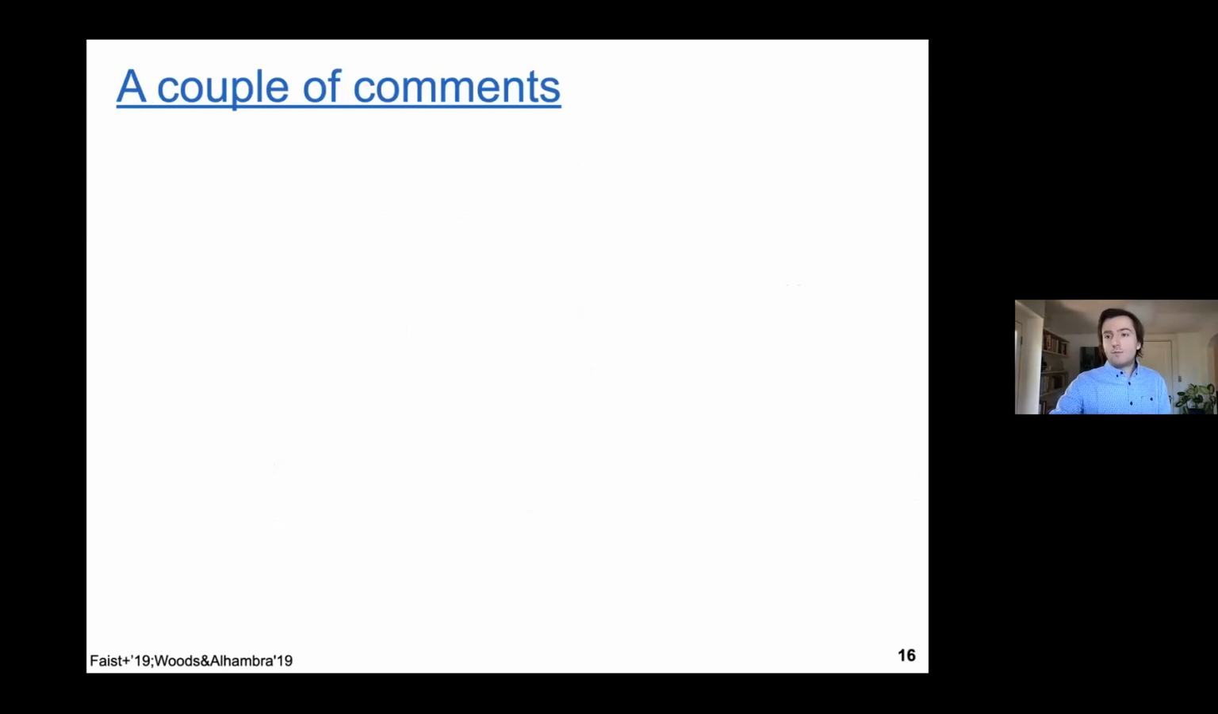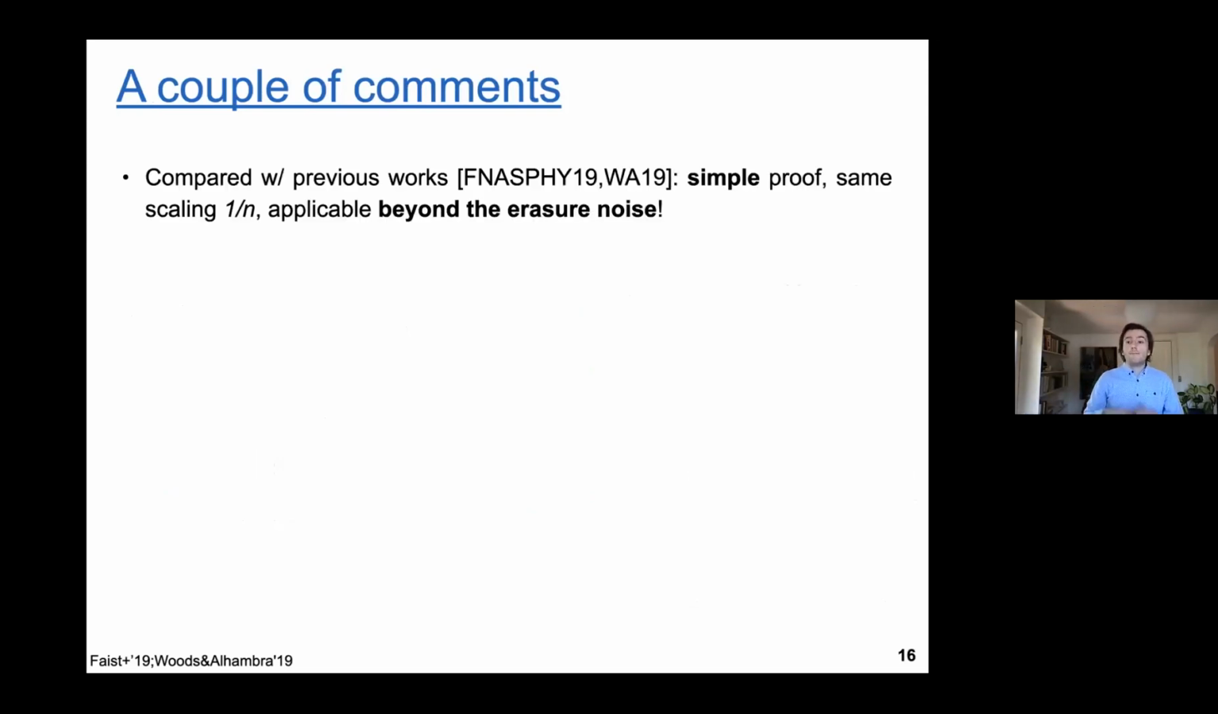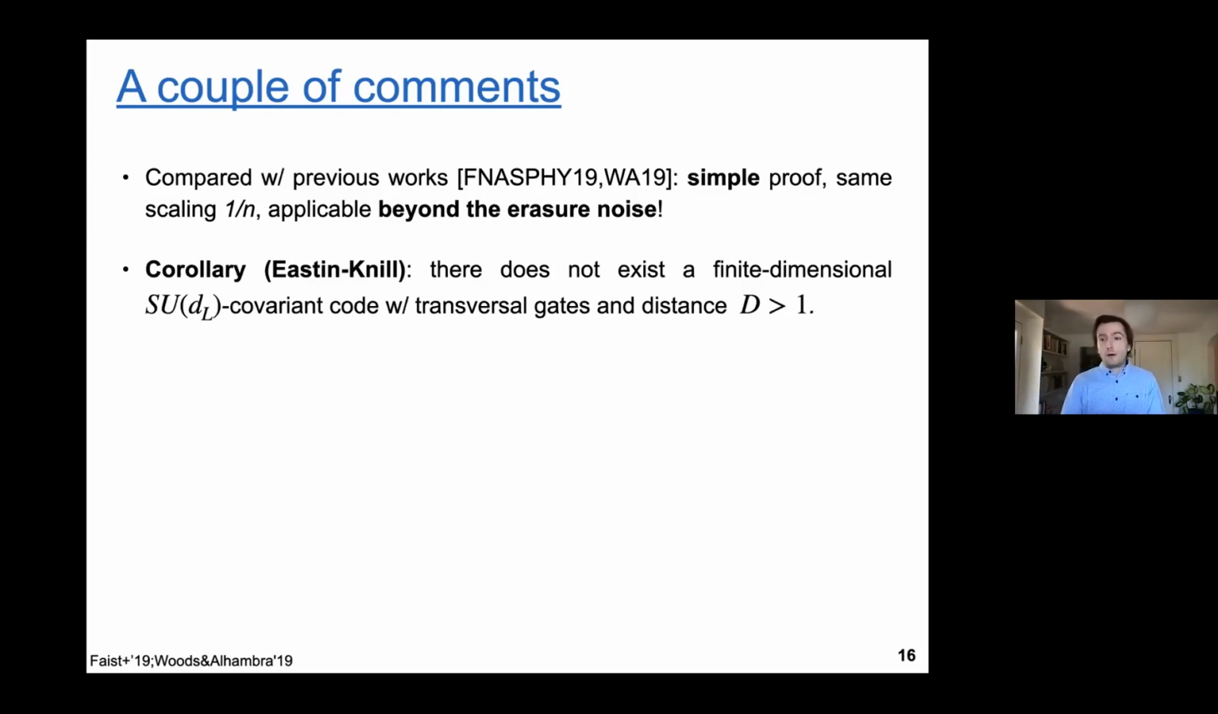So I would like to make a few more comments about our theorem. There have been previous works on the approximate Eastin-Knill theorem, which were presented last year at QIP. Compared to those works, our proof is quite concise. We have a different way to think of the approximate Eastin-Knill theorem. We use quantum metrological bounds to show this result. We arrive at a similar scaling, and importantly, our proof is applicable beyond the erasure noise, or beyond simple noise models. As long as we can establish quantum metrological bounds, there's nothing which limits us to one particular noise model. Also, from our theorem, we can recover as a corollary the Eastin-Knill theorem.